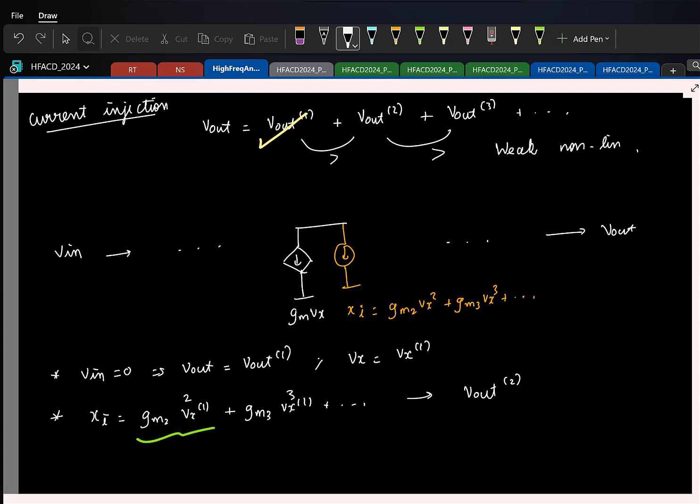Cool. So now let me ask you this. Let us say I have a differential amplifier with a tail current source. Say this is V1, V2.